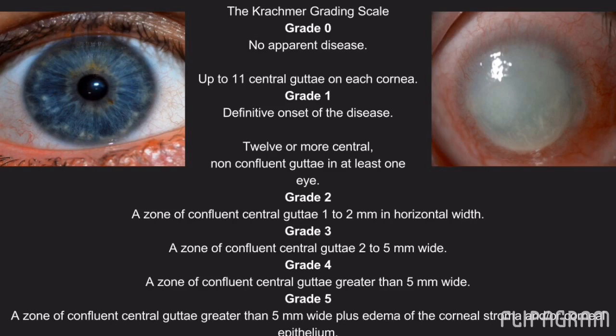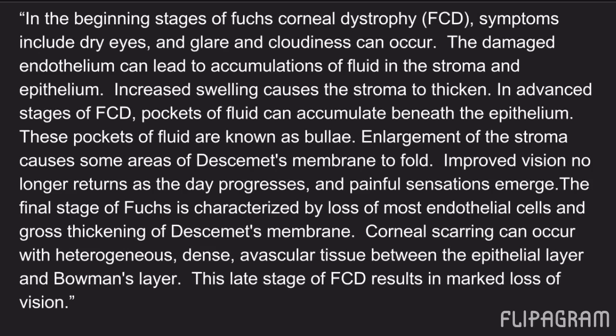By grade 5, the zone of confluent central guttae is greater than 5 millimeters, plus so is the edema of the corneal stroma and/or corneal epithelium. In the beginning stages of Fuchs corneal dystrophy, or FCD, symptoms include dry eyes, and glare and cloudiness can also occur. The damaged endothelium can lead to accumulations of fluid in the stroma and epithelium.